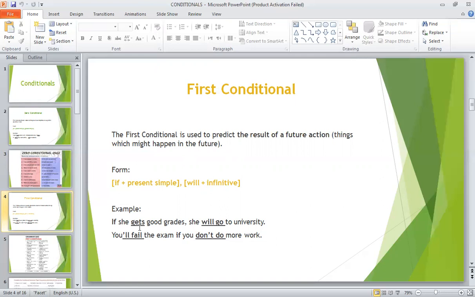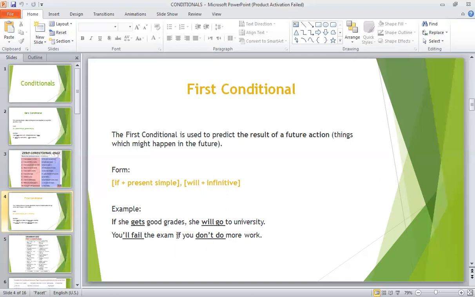Gets here is present simple. The other part of the sentence is will go, will plus infinitive. We can start the sentence the other way. She will go to the university if she gets good grades. If can be in the middle of the sentence and it's okay. The most important thing is the present simple in the same clause as if. You will fail the exam if you don't do more work. So here if is in the middle.